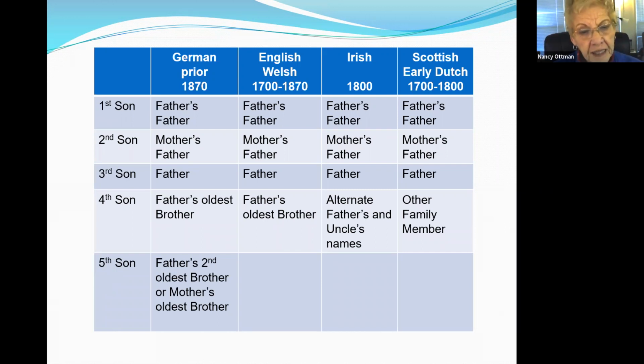Now, why is that important? Well, if you're having trouble finding someone, knowing what the father's name was will help you come forward possibly and find that offspring, or it will help you go backwards. If you know that the oldest son is the father's name, then that will give you a clue as to where to go. And then you can see the English, Irish, and Scottish Dutch.